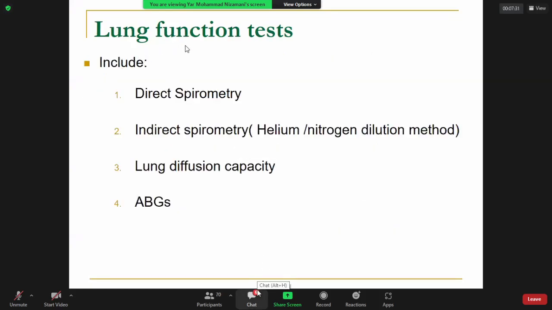Okay, then lung function test basically includes different tests. There are basically four tests which indicate or determine the functions of the lung, the ability to expire or inspire. Number one is direct respirometry. Number two is indirect respirometry, which usually comprises the helium and nitrogen dilution method. Third test is lung diffusion capacity, and fourth is ABGs, arterial blood gases, right?